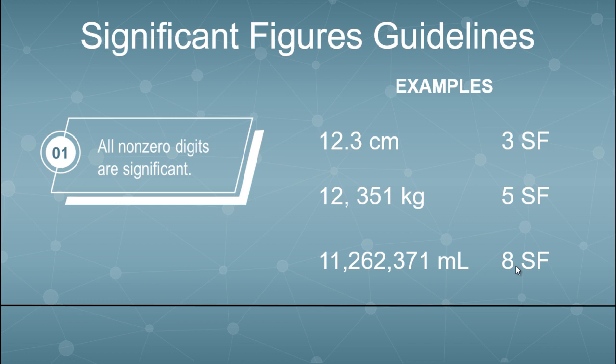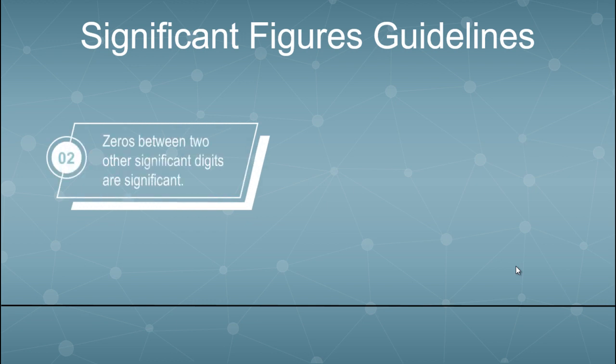So, it's still somewhat easy. Number 2. Zeros between two other significant digits are significant. When we say between other significant digits, the zeros that are in the middle of significant figures are significant too. Okay, because not all zeros are significant figures. An example of this is 12,001. Notice we have two zeros in between 2 and 1. Those are in between significant digits. 1 is significant because it is non-zero. Therefore, they are counted as significant. 1, 2, 3, 4, 5. So, 5 significant figures.